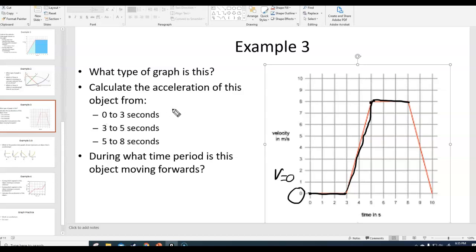So from 0 to 3 seconds, I would write a equals 0 meters per second squared. The slope here is 0. And so that's how you can tell it's not accelerating.